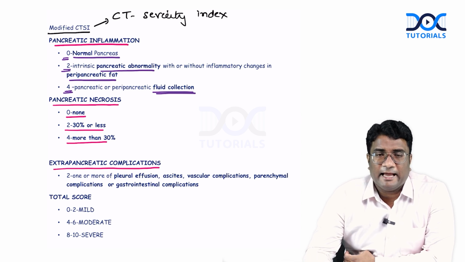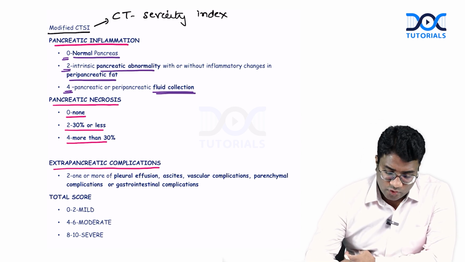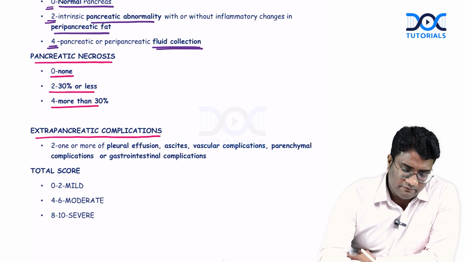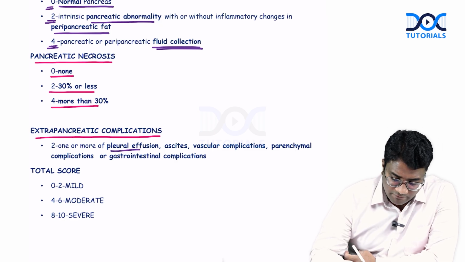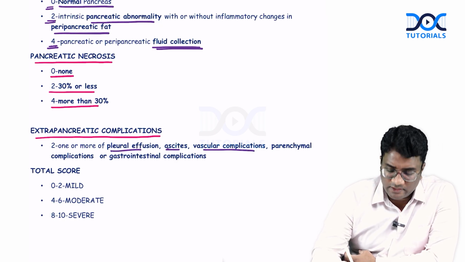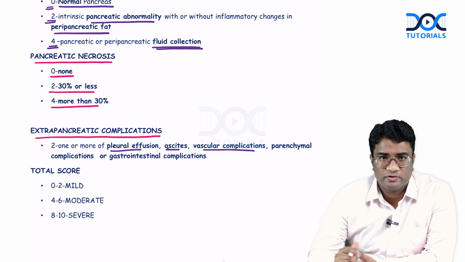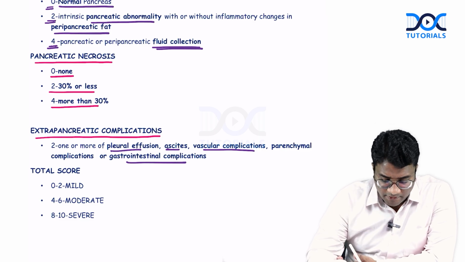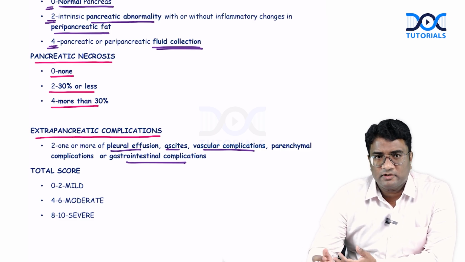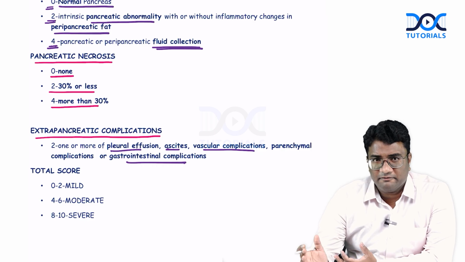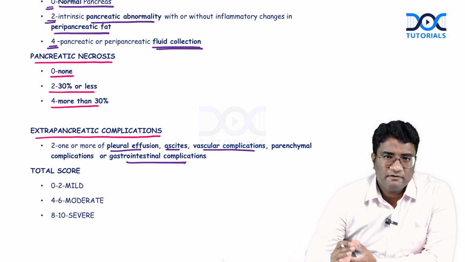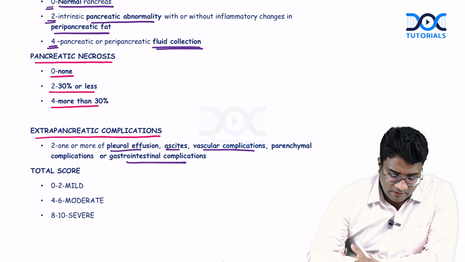Next, looking at the extra pancreatic complications. So, in acute pancreatitis, you may develop various complications like pleural effusions, ascites, vascular involvement. You may have splenic artery pseudoaneurysms developing. You may have perforations in the intestine. The gastrointestinal complications can develop after a very severe pancreatitis. So, whenever you have these extra pancreatic complications developing, you give it a value of 2.